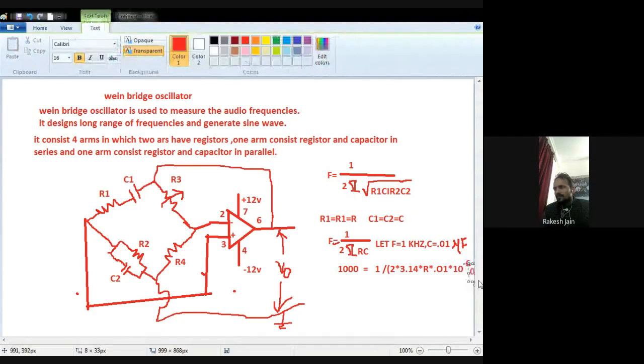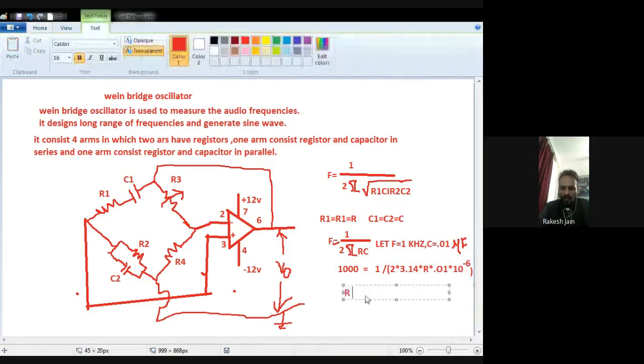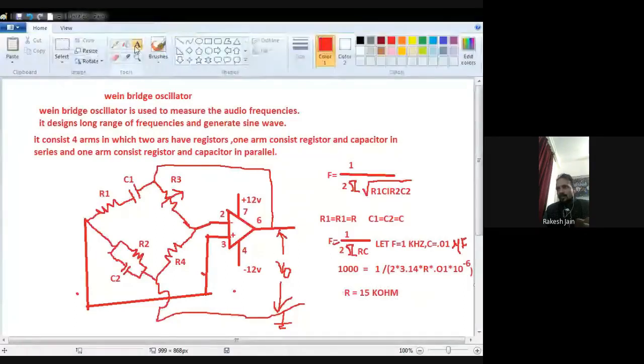Okay. So f is equal to 1 upon 2 pi RC. So 1 upon 2 multiplied by 3.14 for pi, R is R and C is 0.01 microfarad. So what you will find? By calculation, R is 15 point something kilo ohm. We just choose, it is approximately 5 kilo ohm, so let it be 5 kilo ohm. Choose R as 5 kilo ohm.